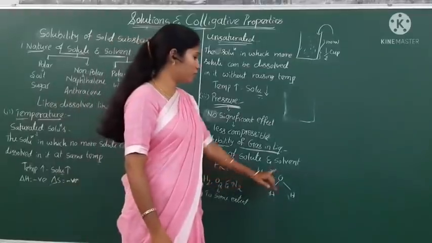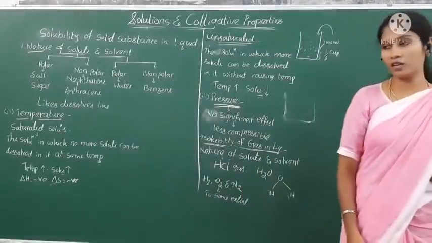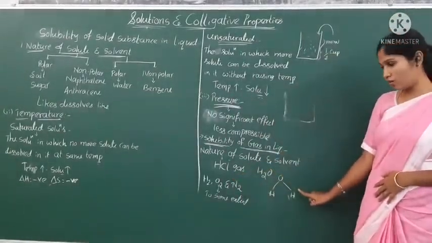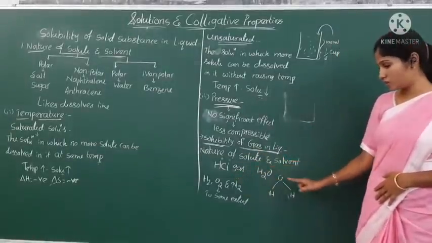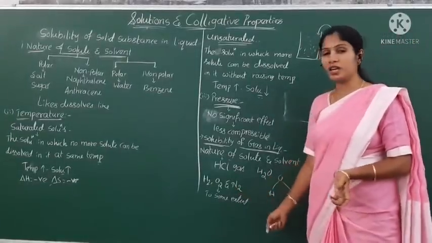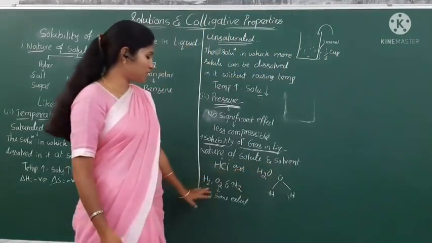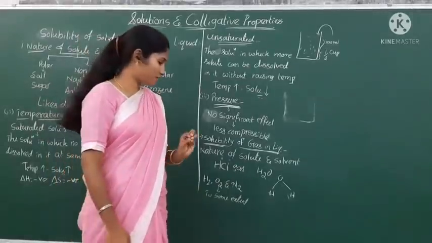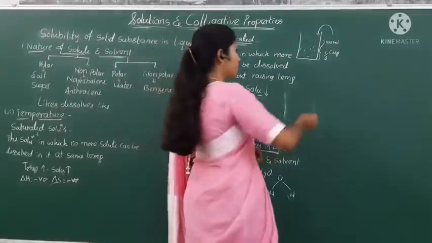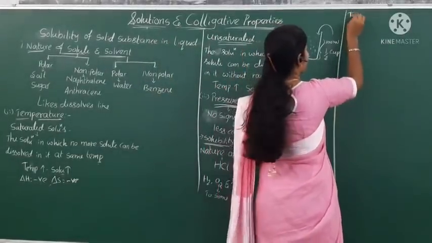That is about the nature of solute and solvent, the effect on solubility of gas in liquid. Polar solutes can dissolve in polar solvents. HCl gas is polar in nature, so it can dissolve in water. Hydrogen, oxygen and nitrogen are non-polar, so they can't dissolve in water, but oxygen can dissolve to some extent, and that oxygen is used by aquatic animals. Next one is temperature.